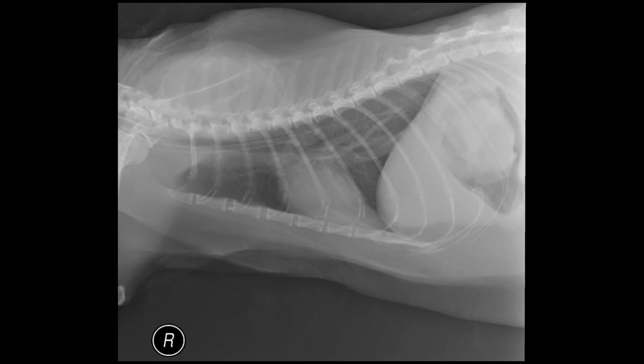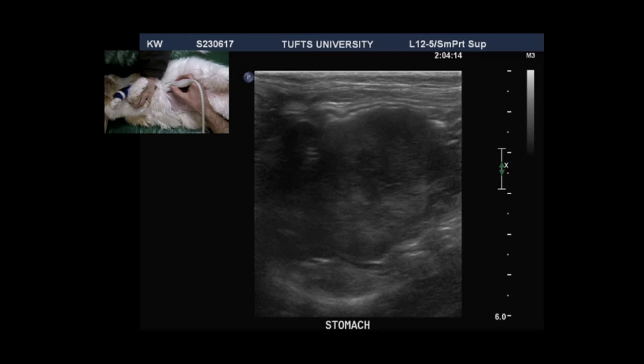A right lateral thoracic radiograph was obtained after esophagostomy tube placement, and you can see the esophagostomy tube within the esophagus, and the tip is at the level of the sixth pair of ribs. Additionally, an endotracheal tube is seen within the trachea. A large round soft tissue opacity is seen within the stomach, and this likely represents a gastric mass, and for this reason abdominal ultrasound was performed.